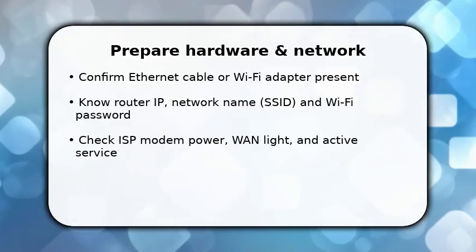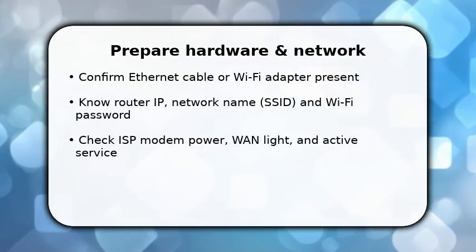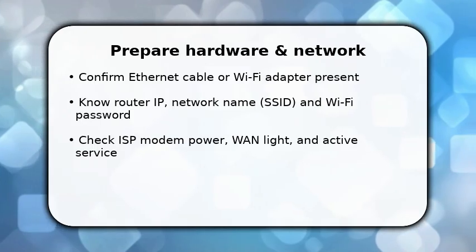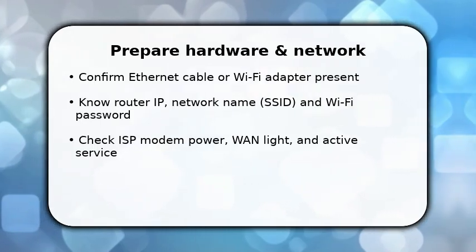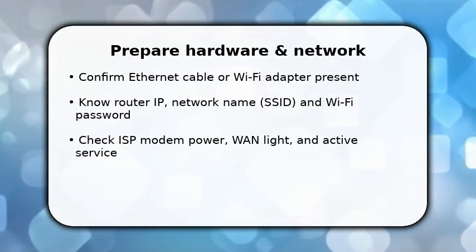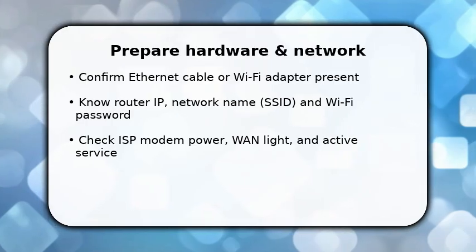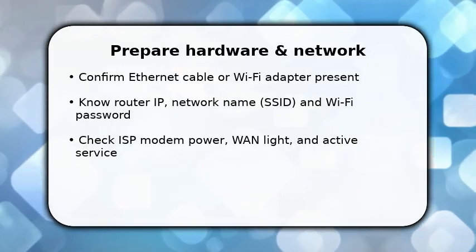You start by confirming the essentials: an Ethernet cable for wired setup or a compatible Wi-Fi adapter for wireless. Plug power into the modem and router. Make sure the WAN light is steady. Once done, connect the desktop to the router with the cable or enable the adapter. You need the router's SSID and password ready.